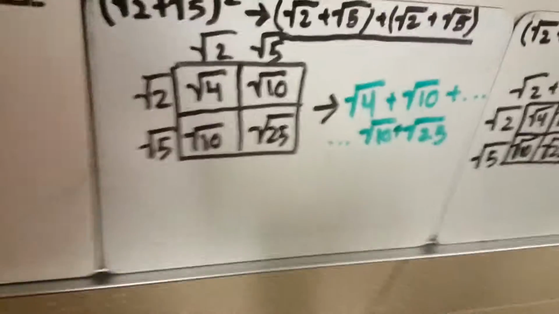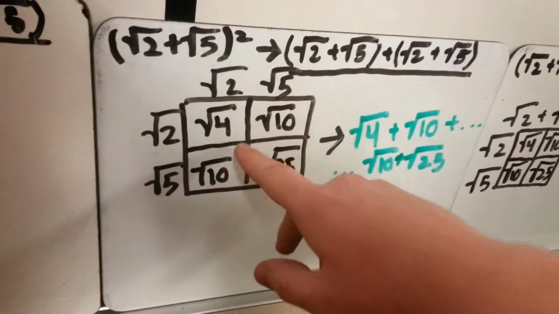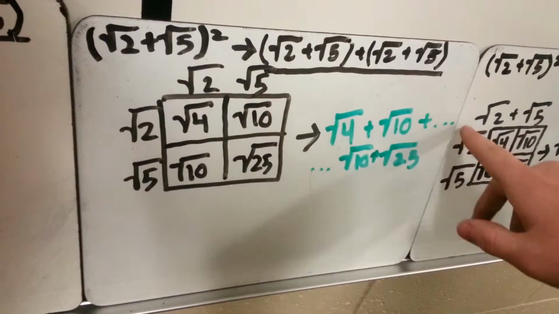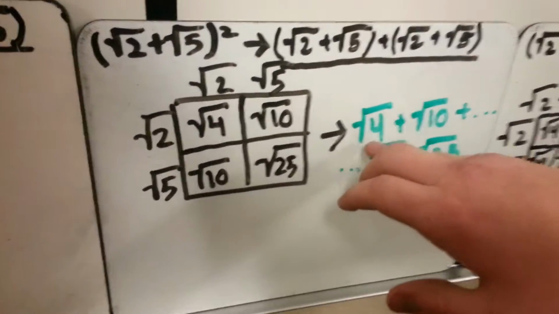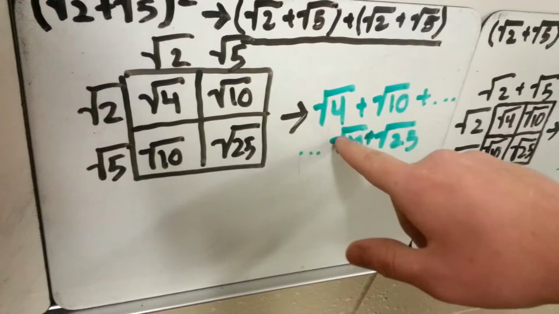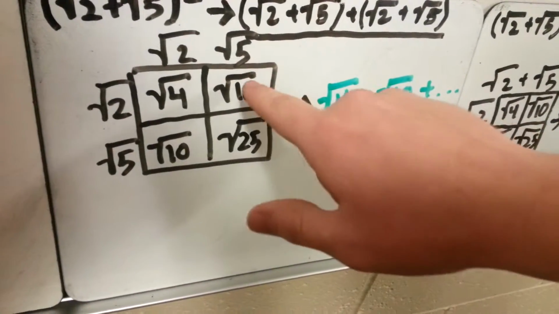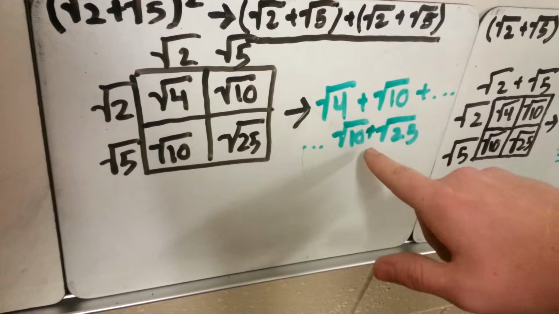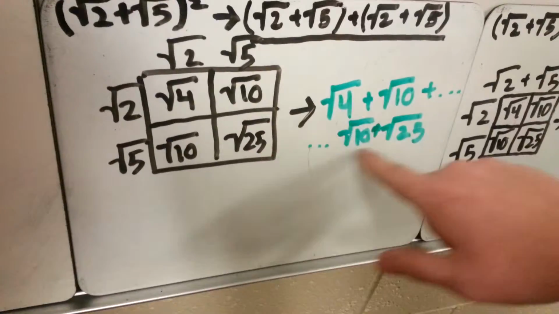Now all we're doing is we're going to take all of our numbers from in here and write them out in expanded form again. So we're going to have the square root of 4, plus the square root of 10, plus the square root of 10 again, and then plus the square root of 25.